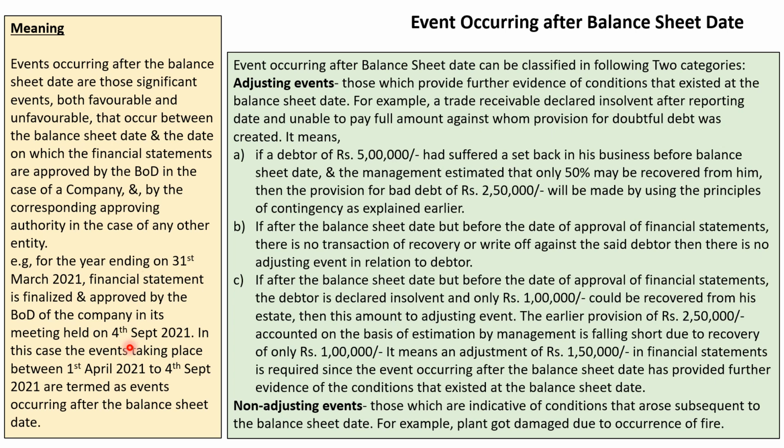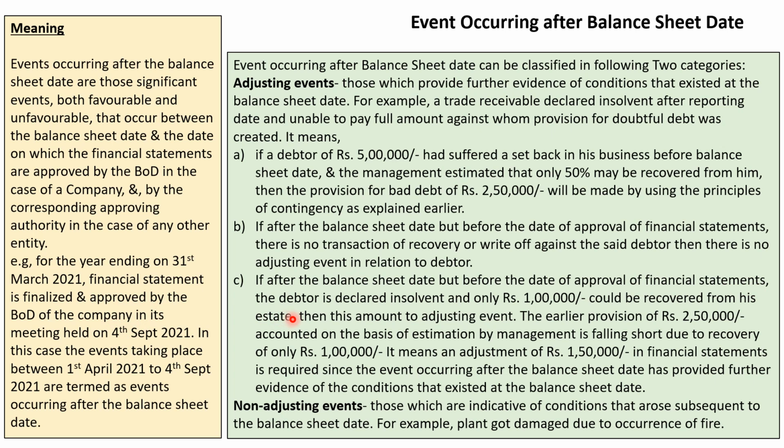And let us consider the third situation. If after the balance sheet date but before the date of approval of financial statement, that is, before 4th of September, it so happens that the debtor is declared insolvent and ultimately we could recover only rupees 1 lakh from his estate. So we were having a debt of rupees 5 lakh against which we had already created a provision of rupees 2,50,000. From our understanding, we were of the opinion that probably we will be recovering 2,50,000, but before the financial statements are approved by the board of directors, that debtor has declared his insolvency and we could recover only rupees 1 lakh from his estate.